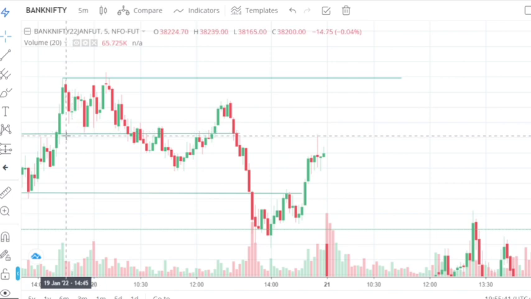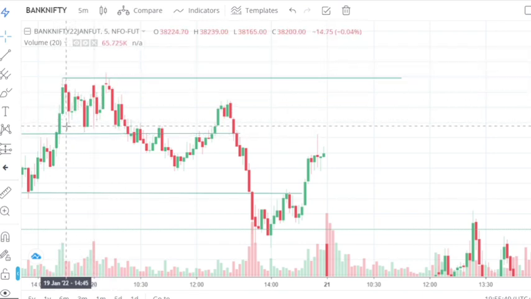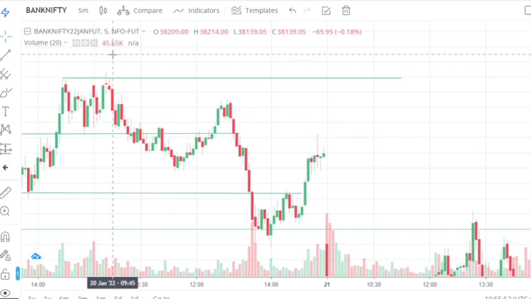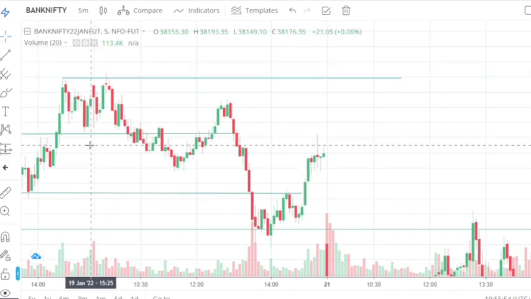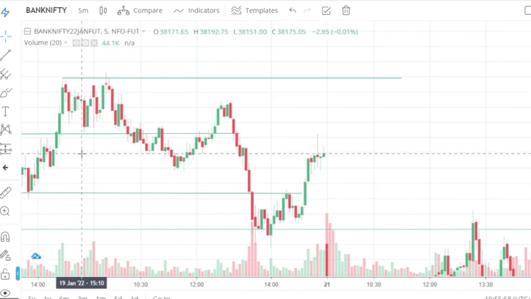Mine is, if it is touching and breaking this level, then only I will buy the put. Otherwise I am selling positions here, selling both sides, calls above this side, puts below this side. So this is a very support and resistance based approach.